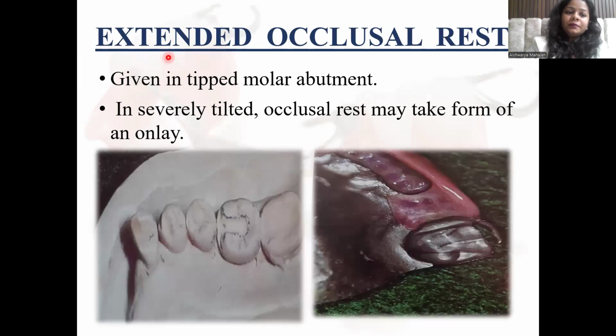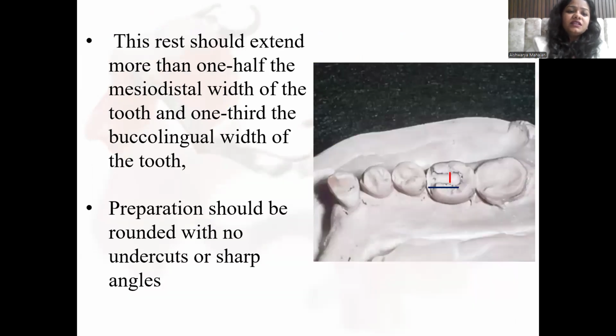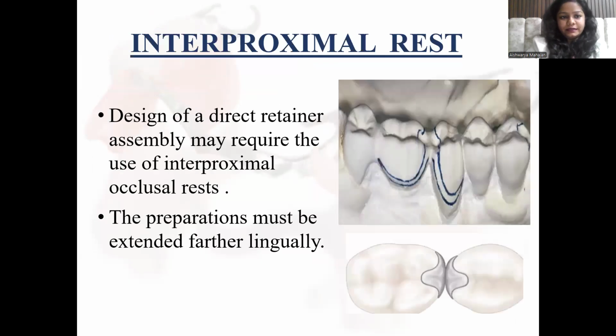Now, some additional types of occlusal rest can be prepared. First is the extended occlusal rest. It is given in tipped molars. In a severely tipped molar, the occlusal rest may take the form of an onlay, as we can see in this diagram. This rest should extend more than one half the mesiodistal width of the tooth and one third the buccolingual width of the tooth. And the preparation should be rounded with no undercuts or sharp angles.